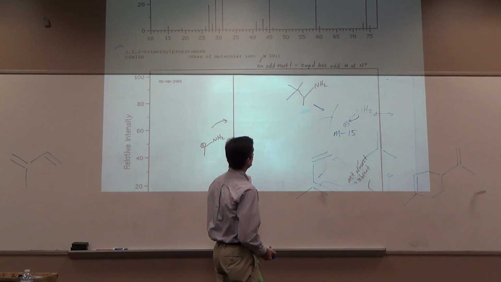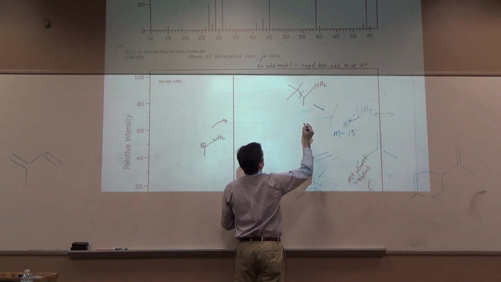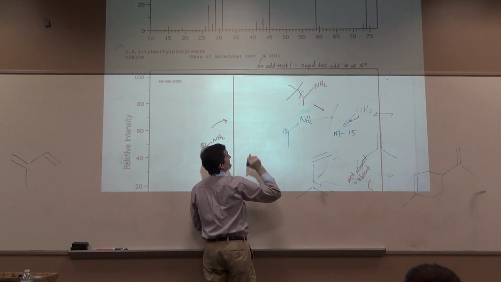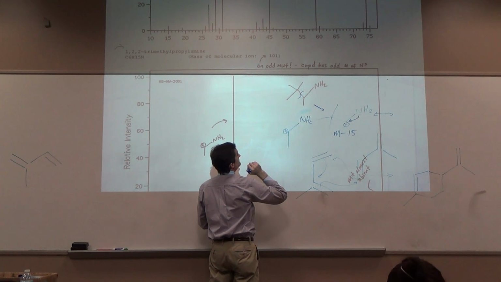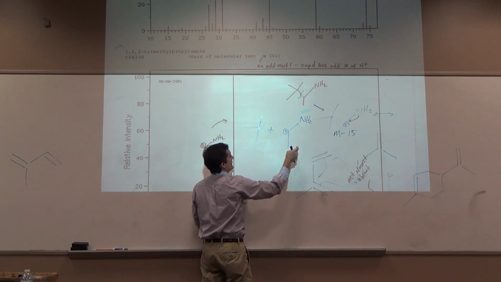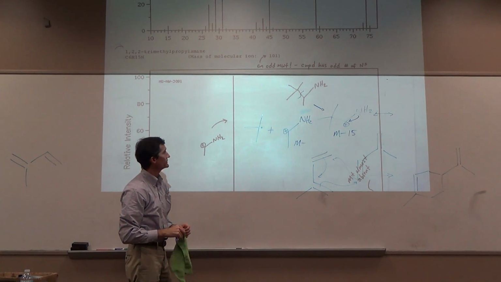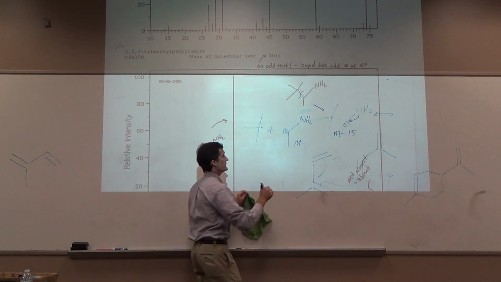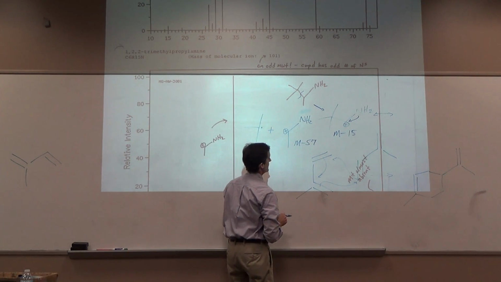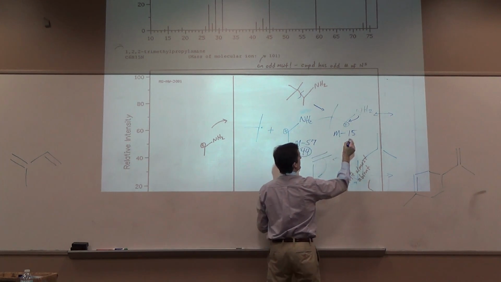Where else could you do so-called alpha cleavage here? If we cleaved here, we would get this cation plus the tertiary radical. This would be M minus this. That's C4H9, 4 times 12 plus 9, 57, M minus 57. I think that's right. 101 minus 57 would be what? 44? Do we have a peak at 44? Yes.